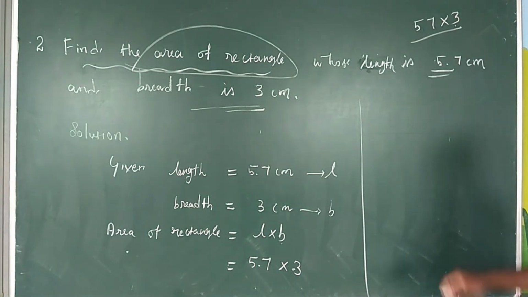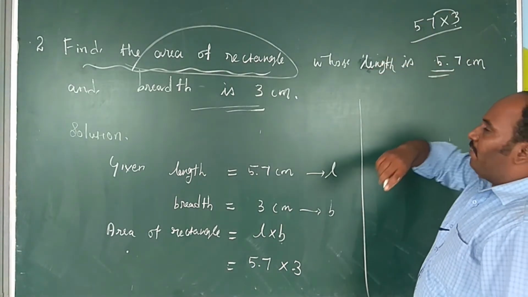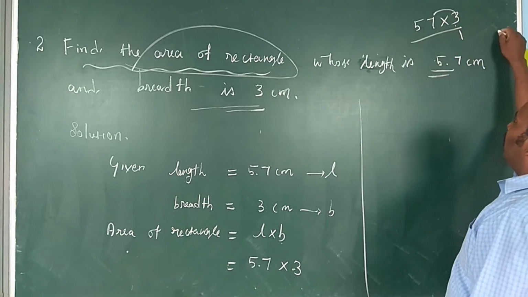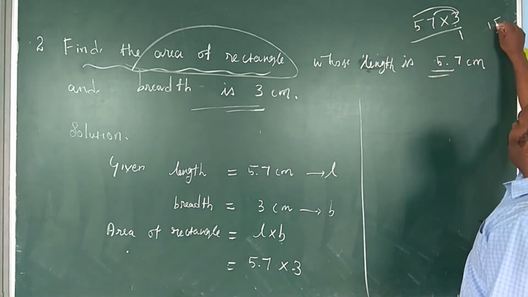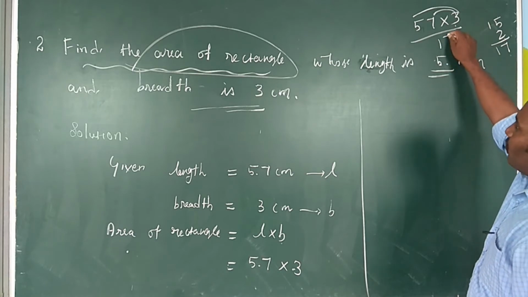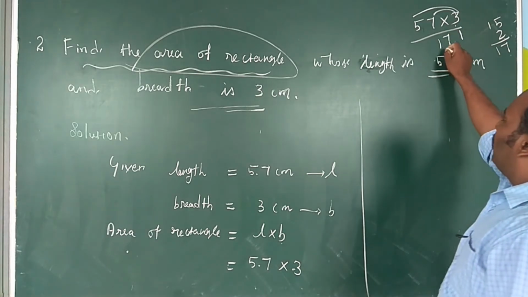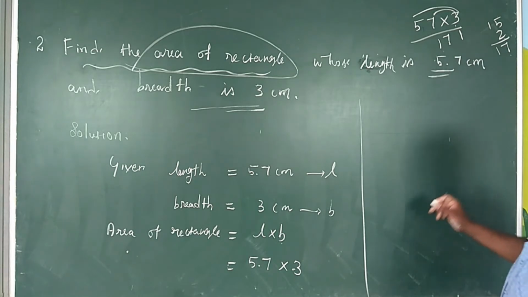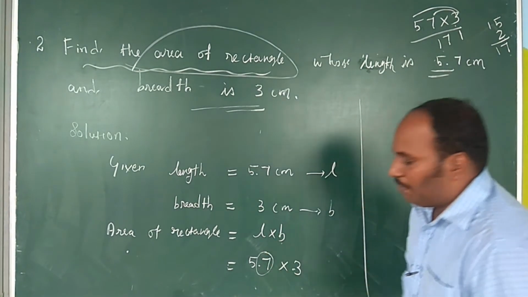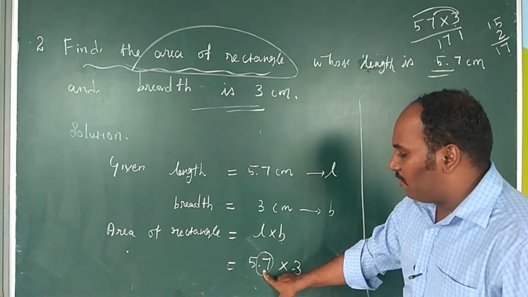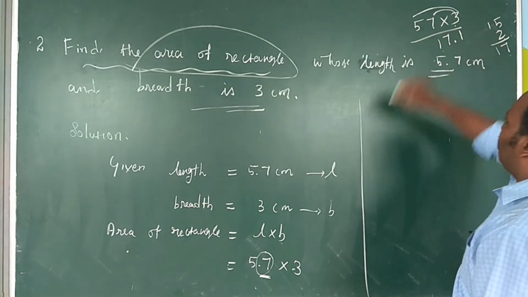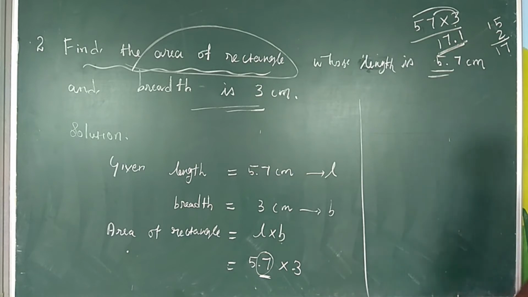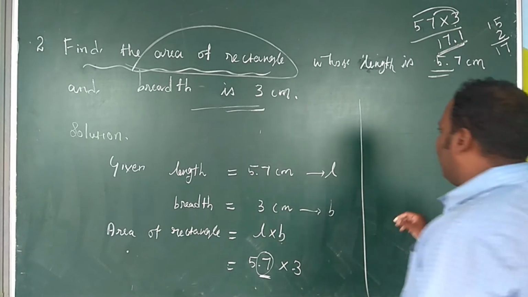We take 57 into 3. 7 threes are 21. Write 1, then carry over 2. 3 fives are 15, so 15 plus 2 is equal to 17. Our answer is 171. We take the decimals. Count the decimal places: 1 decimal place. That means 1 digit before the point, so we take the decimal after 1 digit from the end. So 17.1.